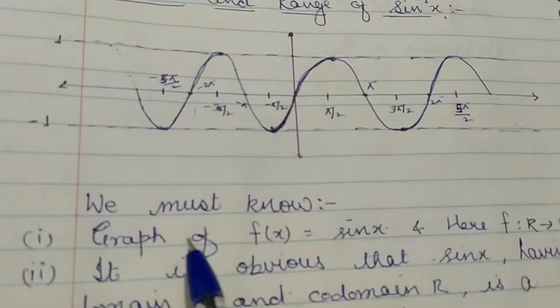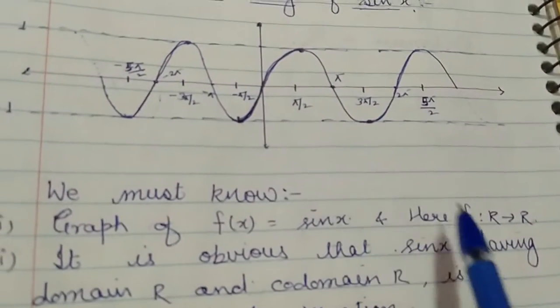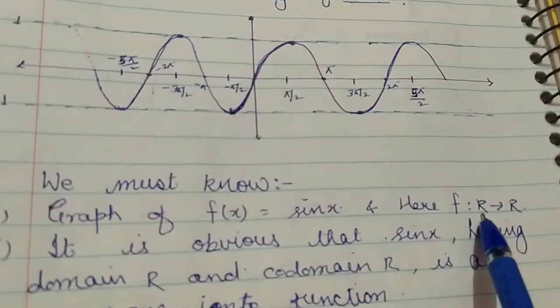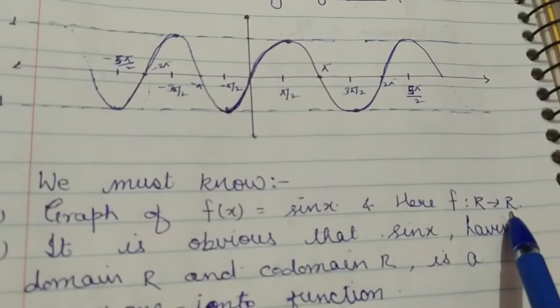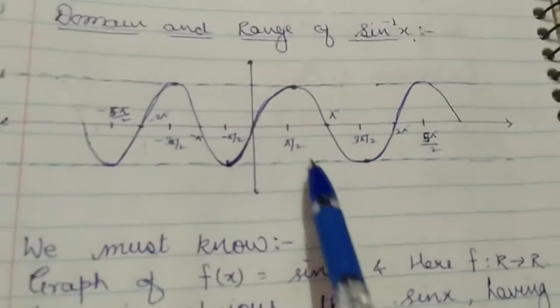First thing is the graph of the sine x function, where the domain is the set of real numbers and the codomain of the function is also a set of real numbers.